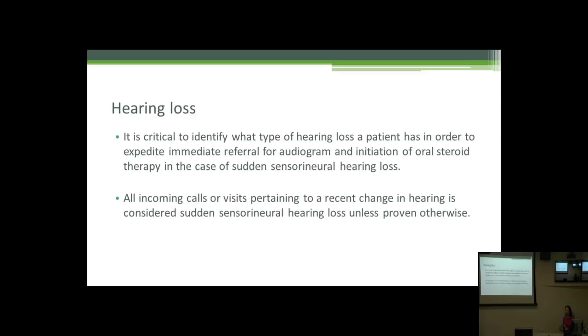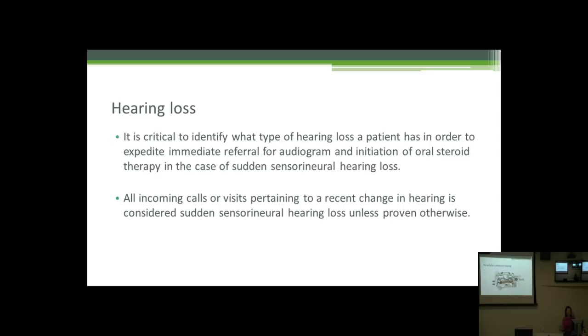physically see them, number one. Is it wax or is it an infection filled with fluid and pus? That you can manage on your own as a primary care provider. But if there's no sign of infection, there's no sign of wax, and they're complaining of hearing loss, you need to refer them immediately for an audiogram and to have that audiogram done as soon as possible, within a day or two. Ideally, less than a week, but the sooner you can get them in, the sooner we can get them treated if it truly is a sensorineural hearing loss.